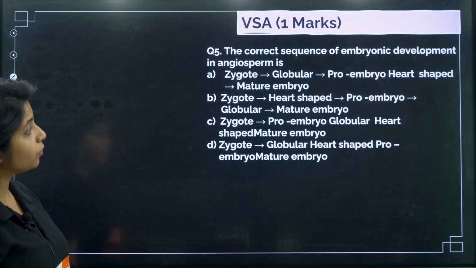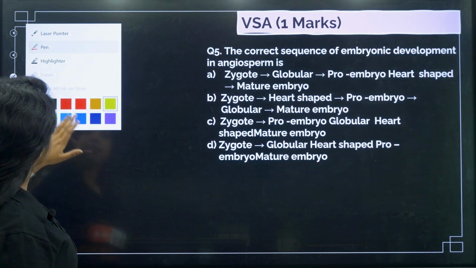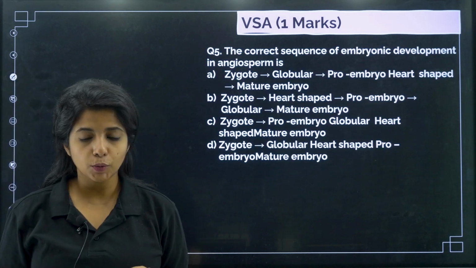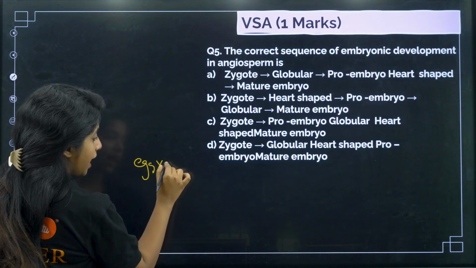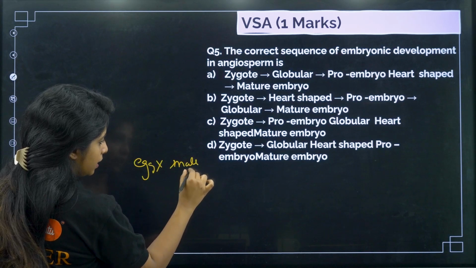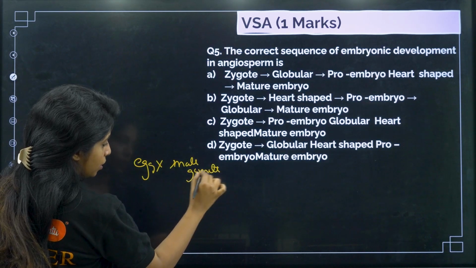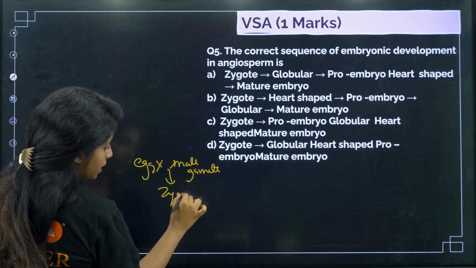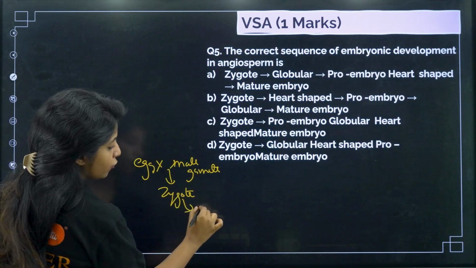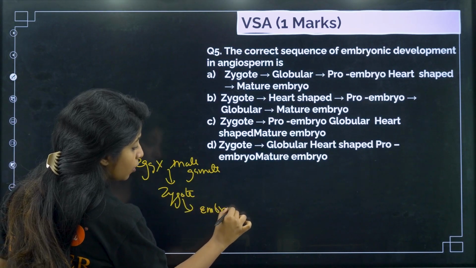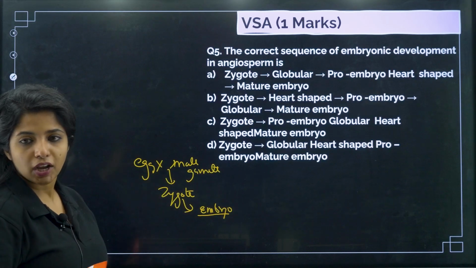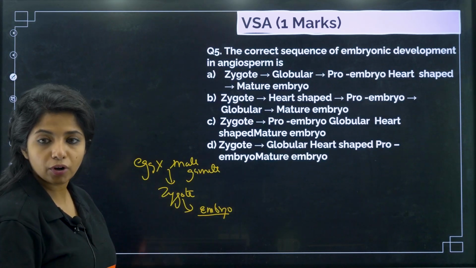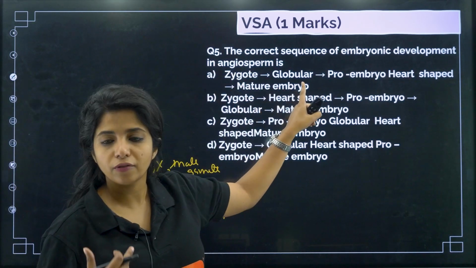The correct sequence of embryonic development in angiosperm is. So, listen. Egg and the male gamete fuse to form what? Zygote. This zygote will now form the embryo, but the embryo also has different stages. They are asking about that: what is the correct sequence of embryonic development in angiosperms, as in the flowering plants?